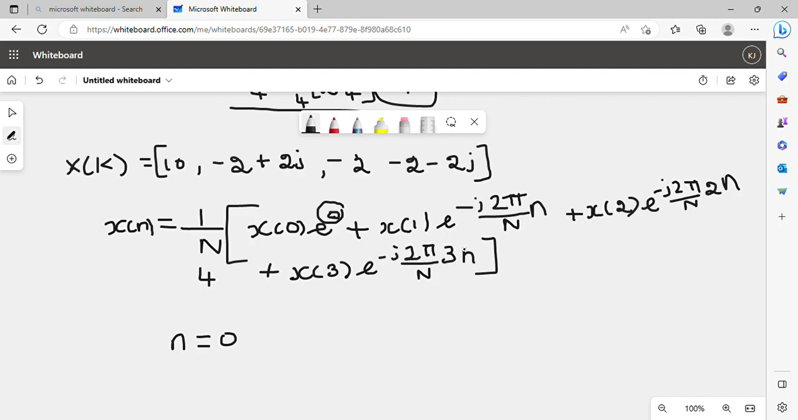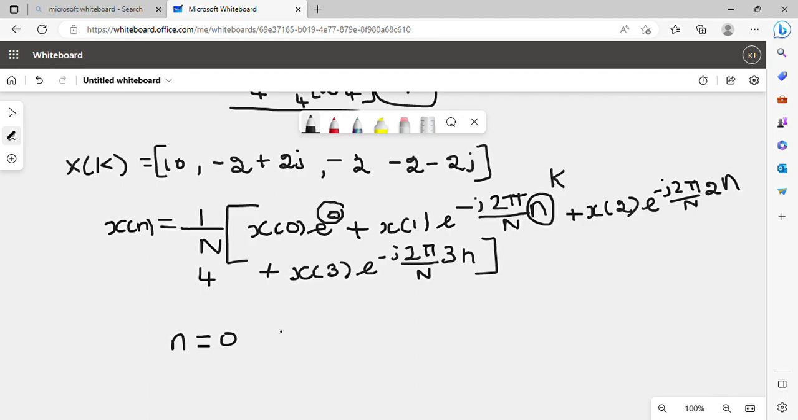Yes, and you can do the same for a DFT also. What happens for your DFT is that instead of this 1 by n, you cancel it, so the 1 by n is not required for a DFT, and instead of n you are going to write k, because you have varied the values of n and your k is constant. So here we keep the k instead of n, and you substitute different values of k, and then you are going to get the resultant, right? Yes, if you substitute n is equal to 0, what do you get?